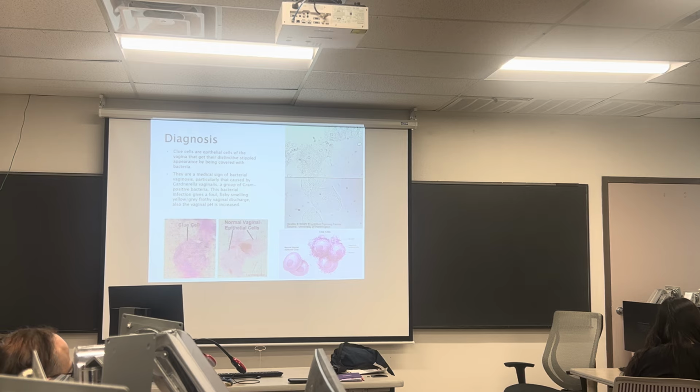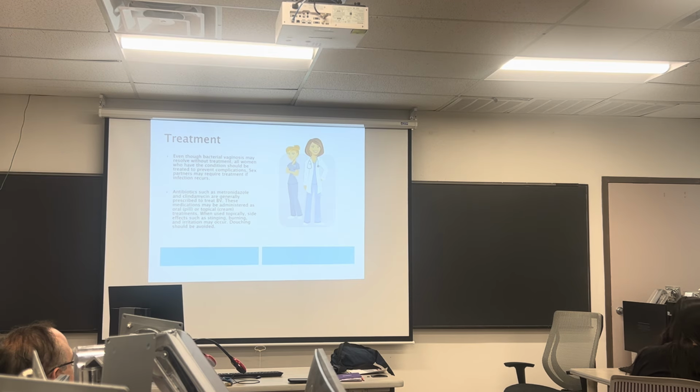And then this is kind of an artist's depiction saying, hey, these are clue cells and these are normal, right? But the clue cells are a giveaway. If you see these, then you essentially need to be treated for bacterial vaginosis, and the treatment is very easy. It's just metronidazole. You can use clindamycin, but that's like a big gun. I would not use clindamycin unless it's necessary. Metronidazole will take care of business.